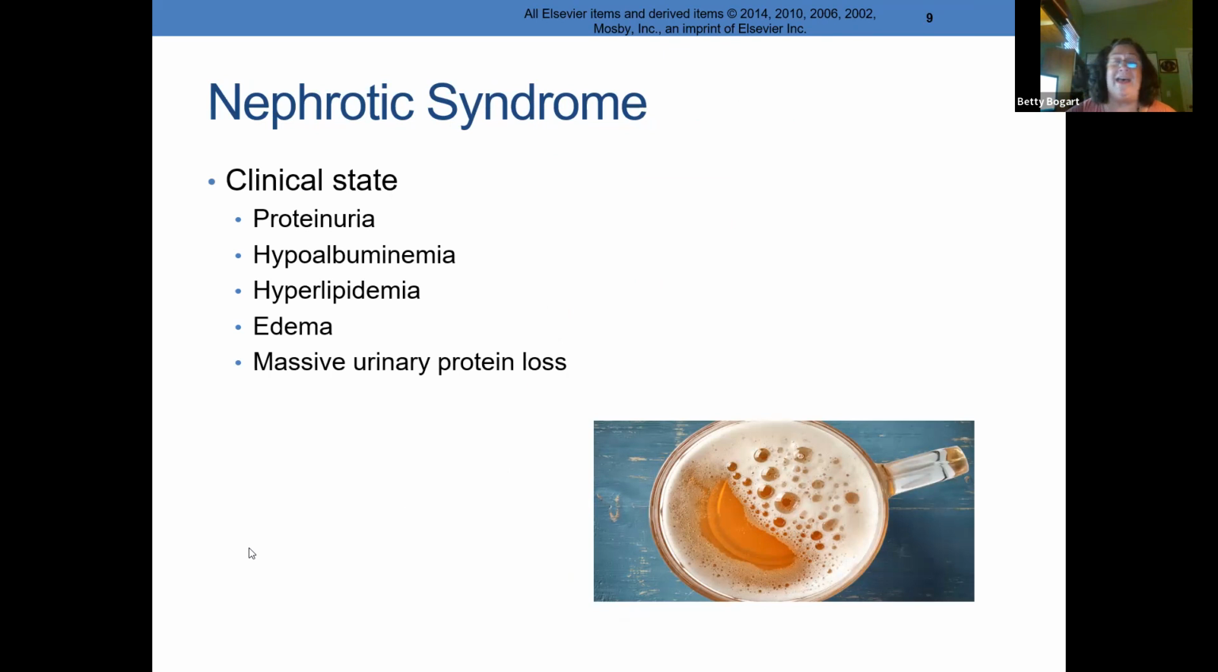Now, nephrotic syndrome, I'm going to say one thing twice, has nothing to do with renal failure. Nephrotic syndrome has nothing to do with renal failure. Nephrotic syndrome is the body's inability to hold on to protein, and the kidneys just lose it, get rid of it, get rid of it, get rid of it. So what do you see?